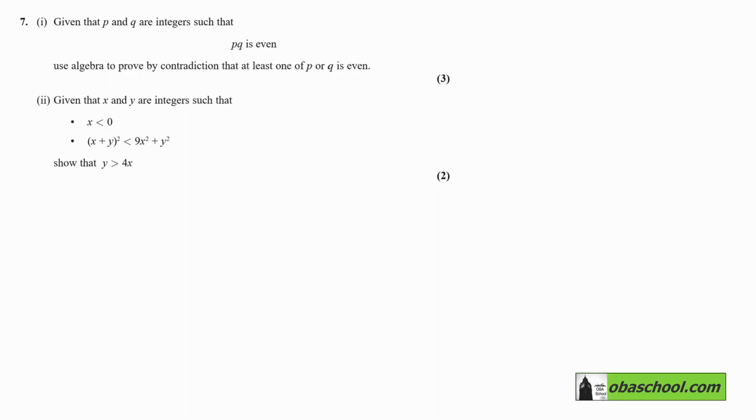Given that p and q are integers such that pq is even, use algebra to prove by contradiction that at least one of p or q is even. So we'd like p and q to both be odd if we're going to make this contradiction. So let p and q be odd. And we want them to be independent odd numbers.